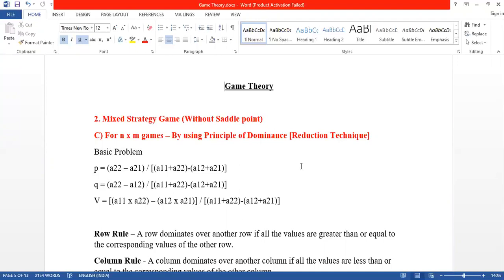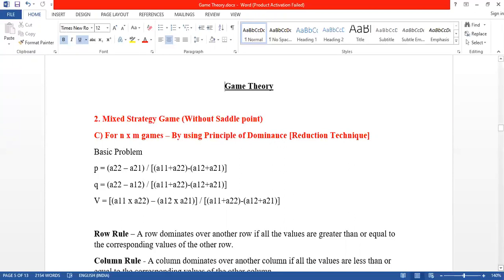In this method, both the companies may have more than two strategies, right? So it is N cross M games. We will be using principle of dominance. Again, principle of dominance is not a solving method, but it is a reducing technique, right? So we are trying to reduce the matrix size and try to reach a form where either it will be a 2 cross 2 matrix, right? So that we can apply odd method, or it generates a saddle point, right?